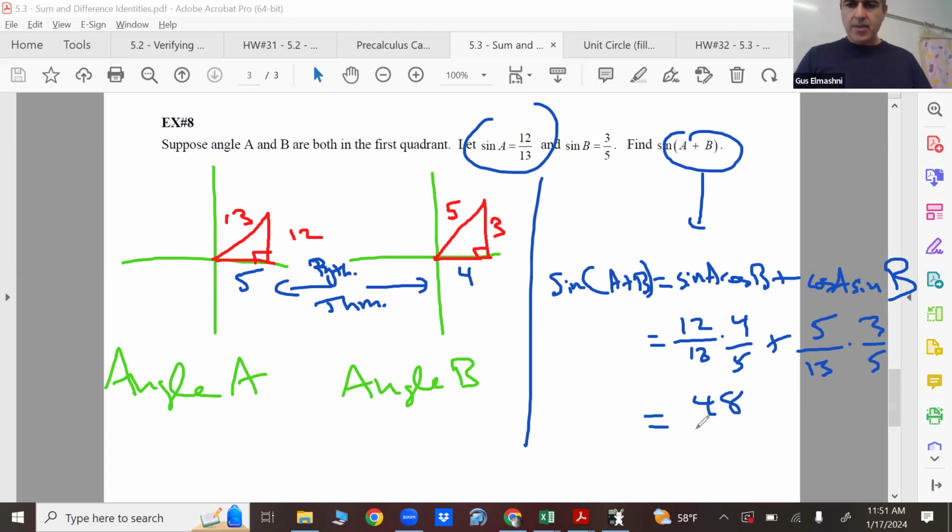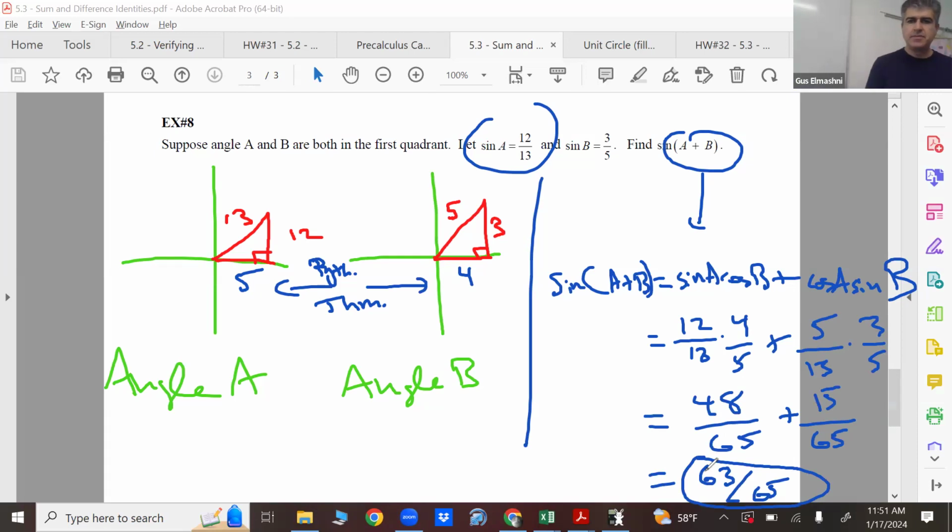So 48 out of 65 plus 15 out of 65, 63 out of 65. Now, how do you know you did this right? Well, you could do this if you so desire. You could do this.